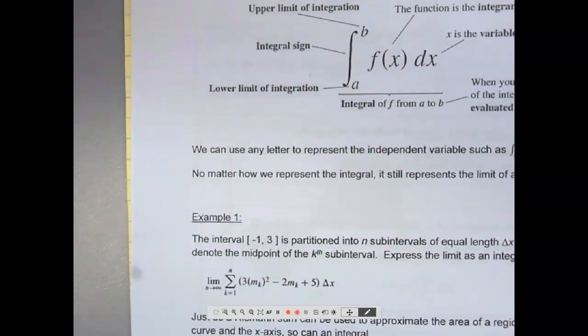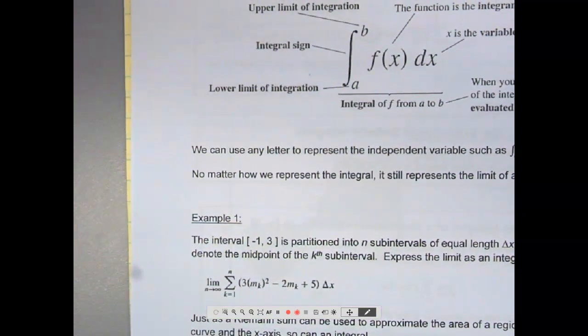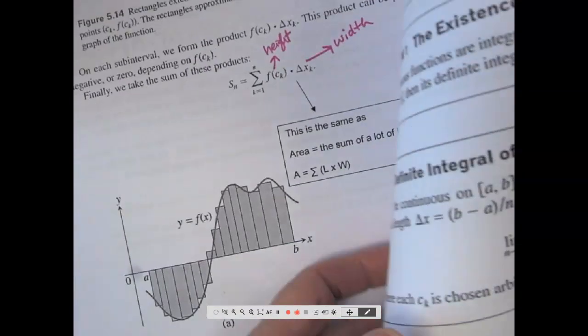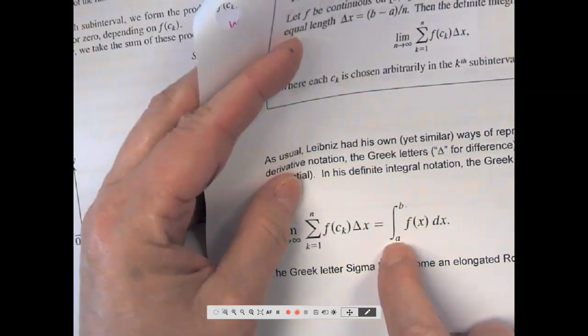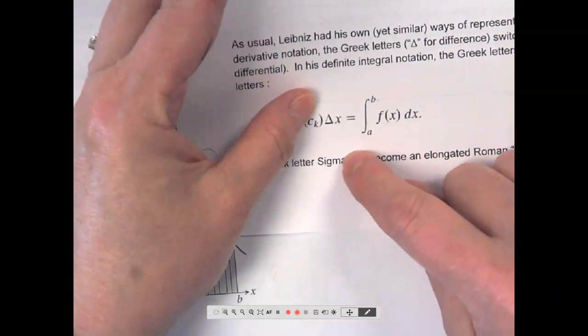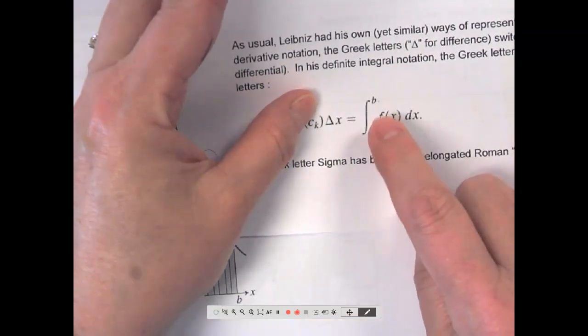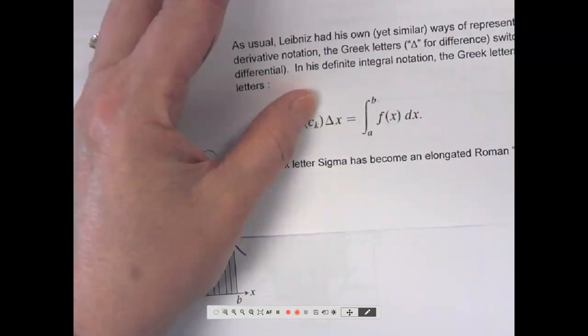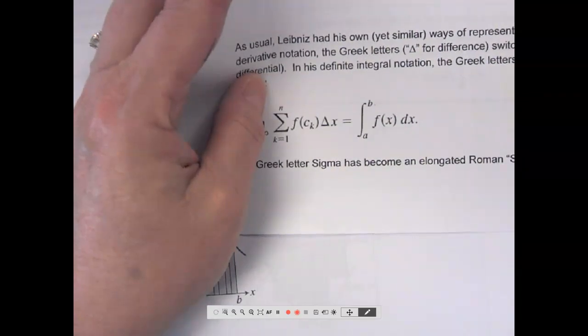What did you say the dx represented? The width of the rectangles. What does the dx represent? Summation of. It's basically sigma. The S means we're going to add up from A to B, length times width. They changed sigma to the S. Means area.